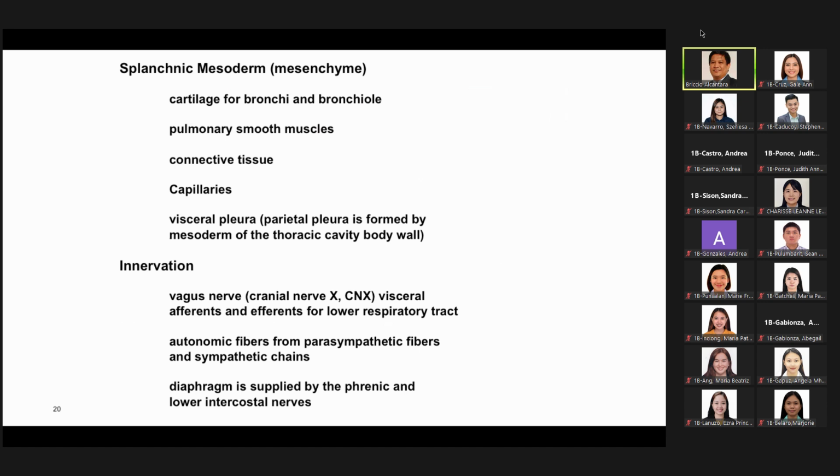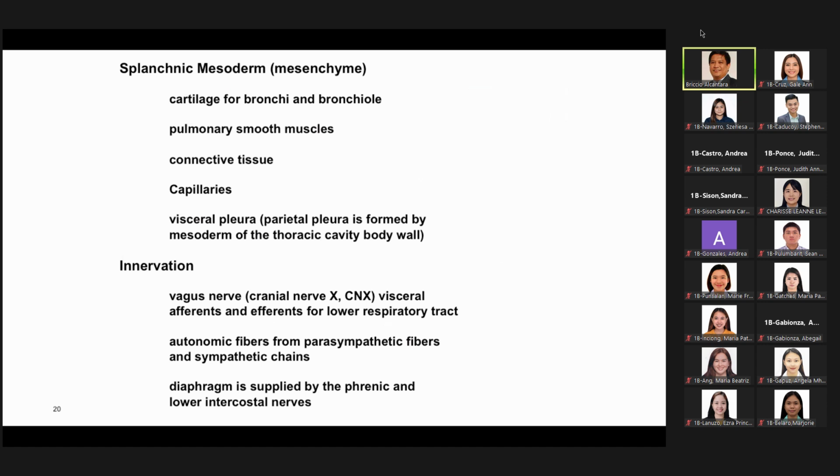So the splanchnic mesoderm will contribute to the following. They will become the cartilage for the bronchi and the bronchioles, the pulmonary smooth muscles, the connective tissue, the capillaries, the visceral pleura. The parietal pleura, which is attached to the lungs, class, is formed by the mesoderm of the thoracic cavity body wall.